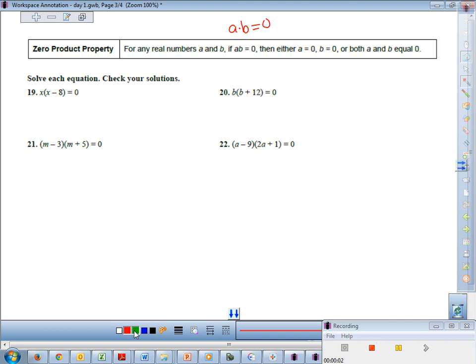Then here's the fact: at least one of those, A or B, or even both of them, must be 0. Like when two things multiply together to be 0, at least one of those things has to be 0. Like 5 times 0 equals 0, right? One of those things had to be 0.